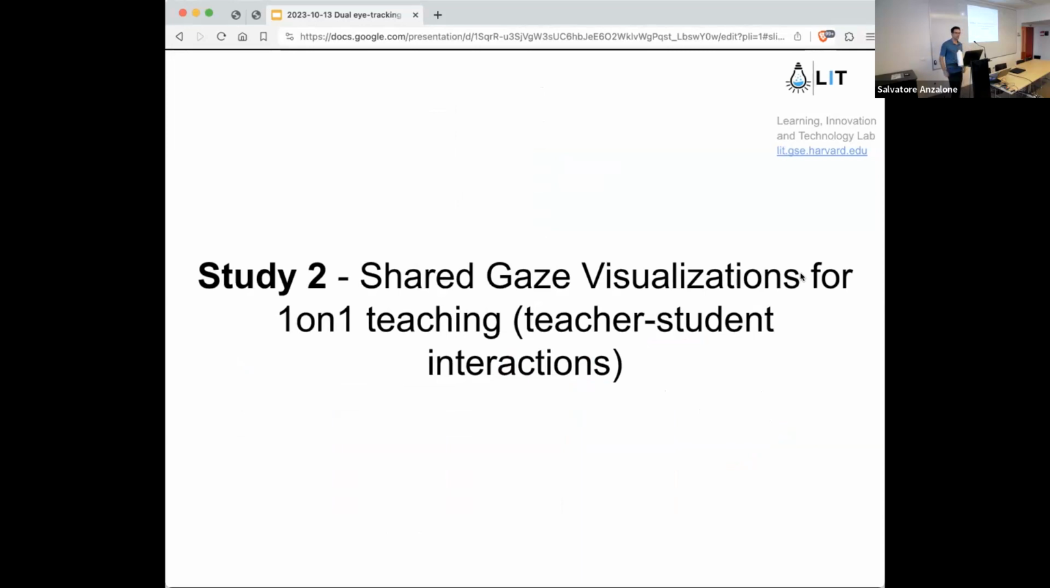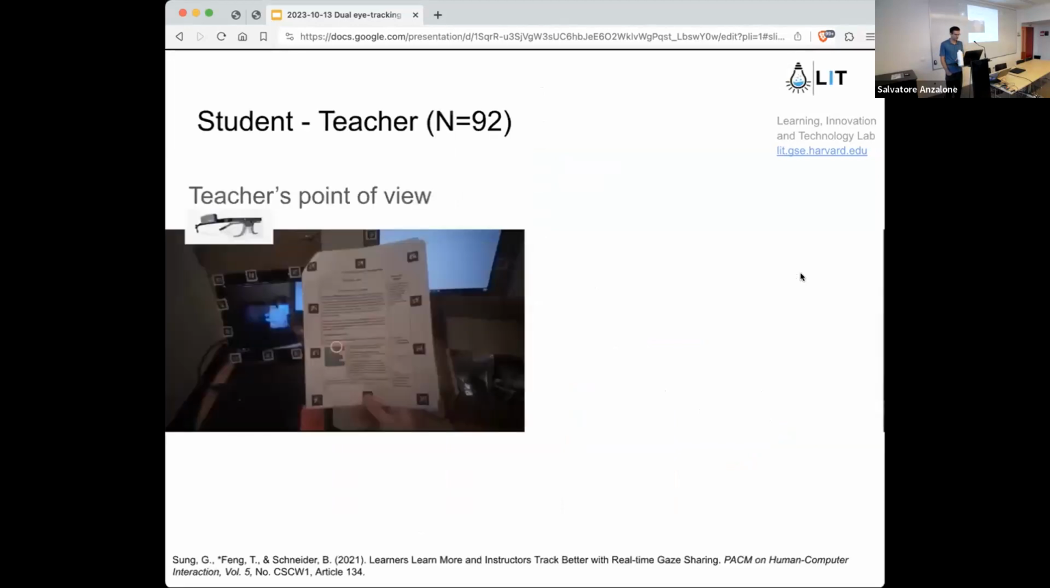This is something that has been done in a bunch of different studies, but there are not a lot of studies where people have looked at teacher-student interaction. So we used the same type of intervention, but displaying the gaze of a teacher or a student as they're learning and teaching in a setting. So we had a study here where a teacher was teaching the student how to program a microcontroller.